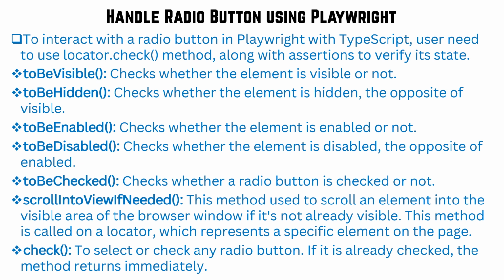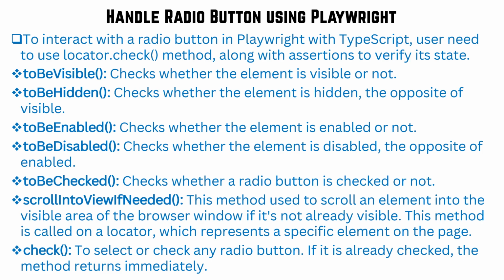This method primarily works for most of the different elements available in the web page, like edit box, button, link, radio button, checkbox, drop down, anything. It is mostly common. This method will be used to scroll an element into the visible area of the browser window if it is not already visible. This method is called on a locator which represents a specific element on the page. The check method is the important method to select or check any radio button. If the radio button is already checked, the method will return immediately.